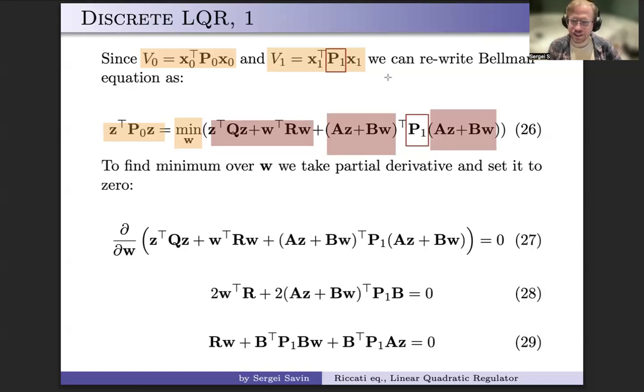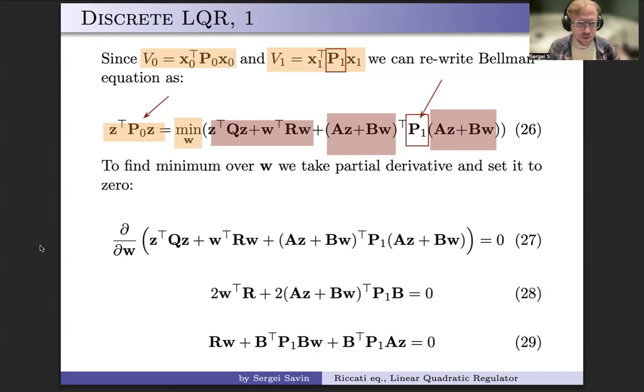Now, notice that now it becomes much more clear what this v1 component here was. It's just a way to relate what happens next to what is happening here. And the whole idea hinges on the fact that we have P1 as the optimal evaluator of the optimal cost to go for the next step. And we are computing the same thing for the current step.